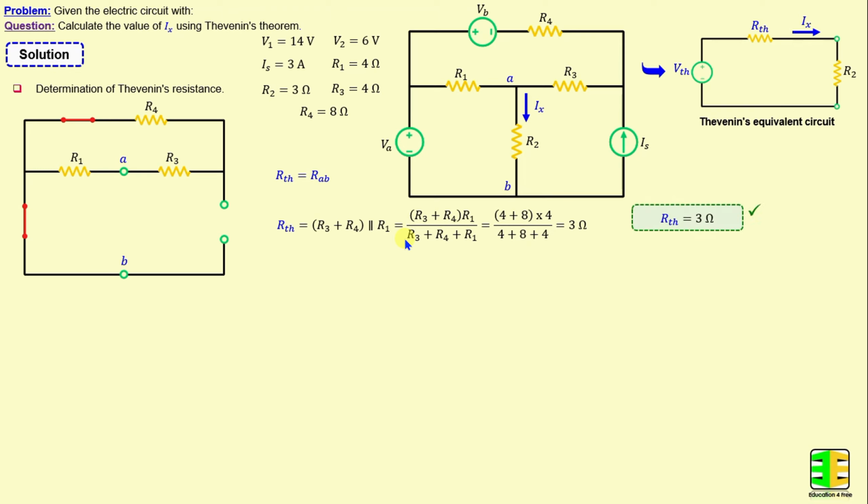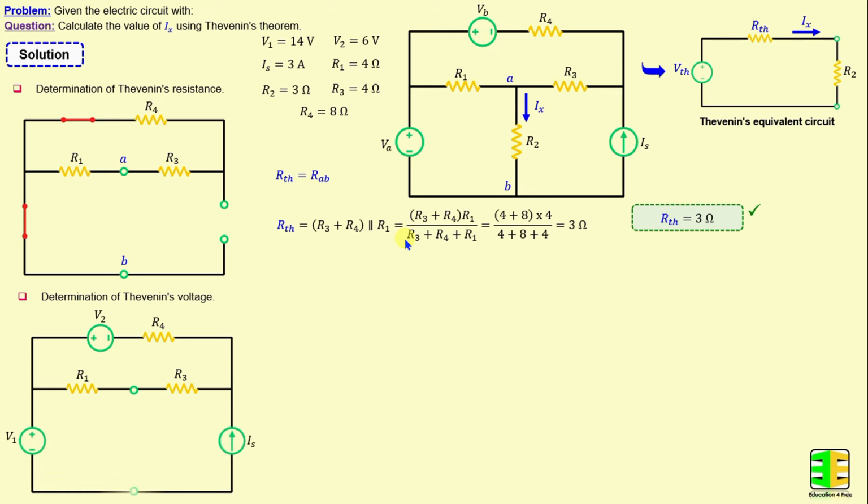After finishing the determination of the Thevenin's resistance, we proceed to calculate the Thevenin's voltage. The Thevenin's voltage is basically the open circuit voltage calculated between terminals A and B when R2 is disconnected. To find the open circuit voltage VOC, I'm going to apply the nodal analysis method. I will consider I1 is the current through the resistor R1, I2 is the current through the resistor R3, and I3 is the current through the resistor R4.